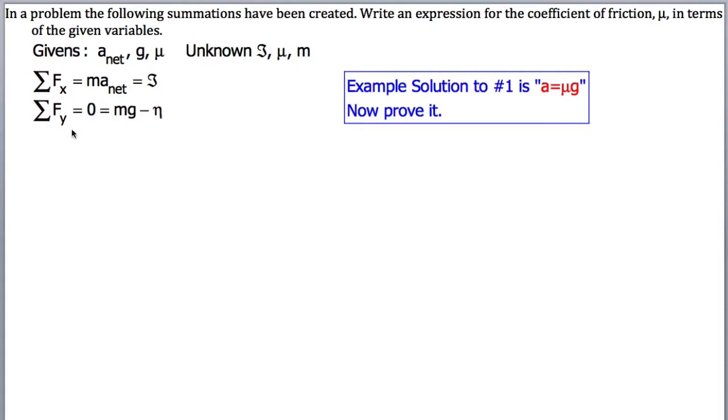So this video is going to show you some of the math associated with free body diagrams using only the variables. In the situation that I have, the summation in the x direction of ma net is equal to friction, and the summation in the y direction, which says that ma net is equal to 0, equals mg minus eta. My task is to define an expression for a using only the givens. That's a in terms of g and mu.